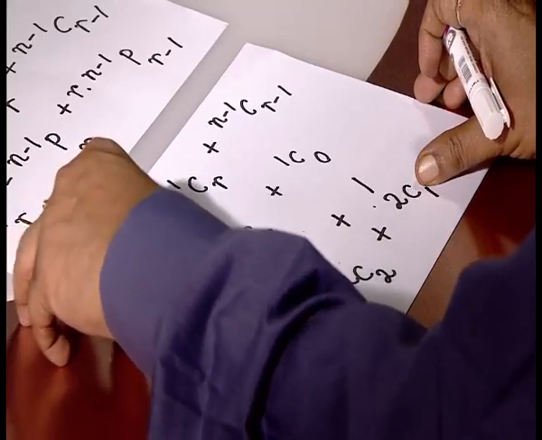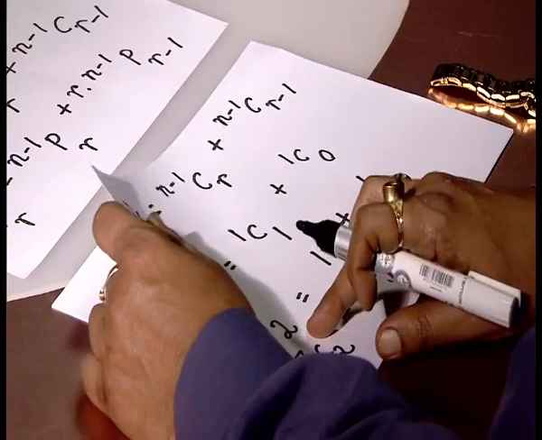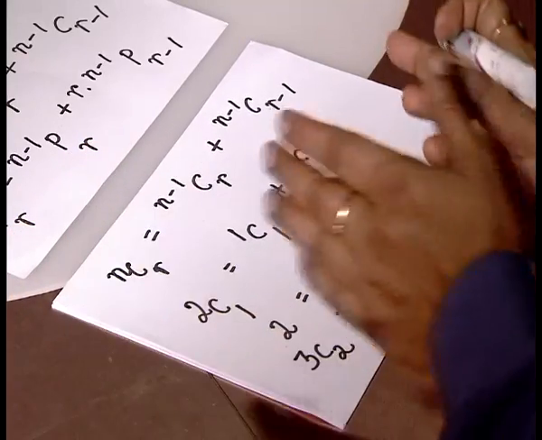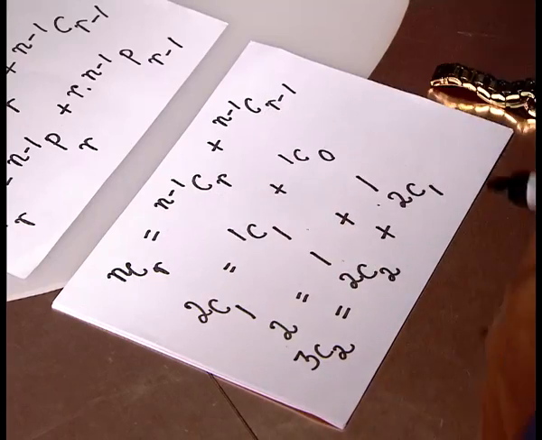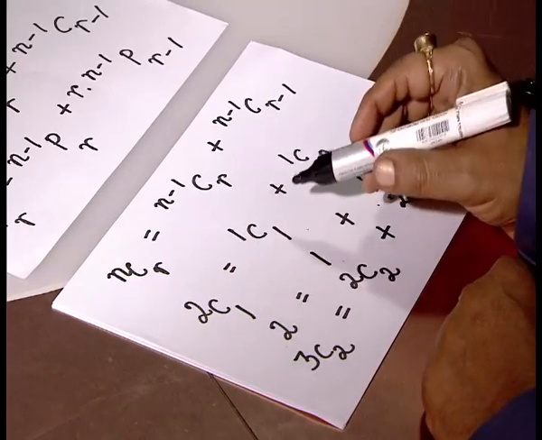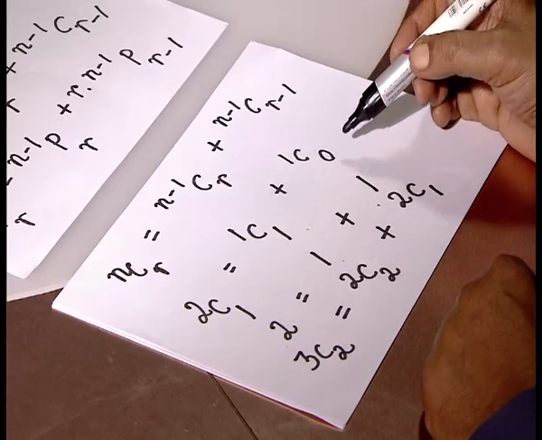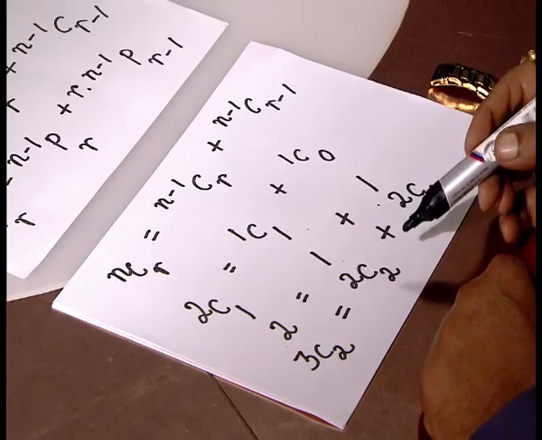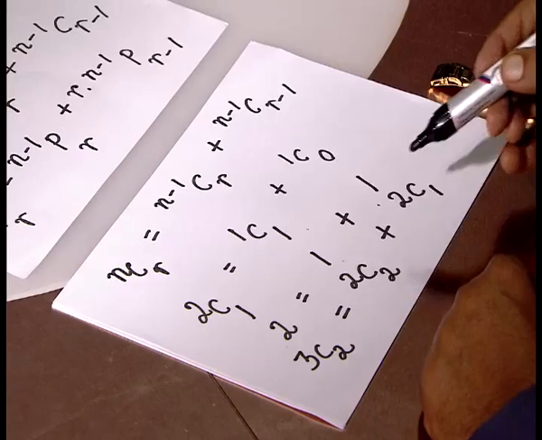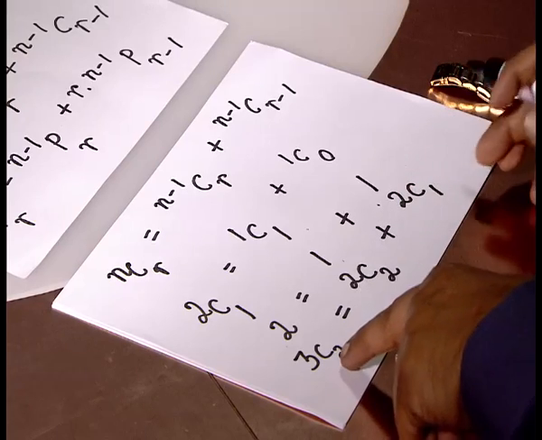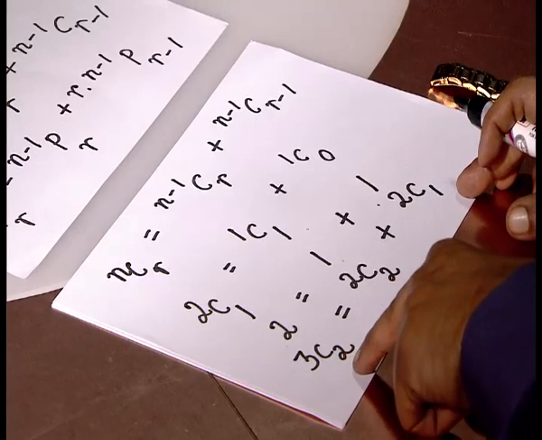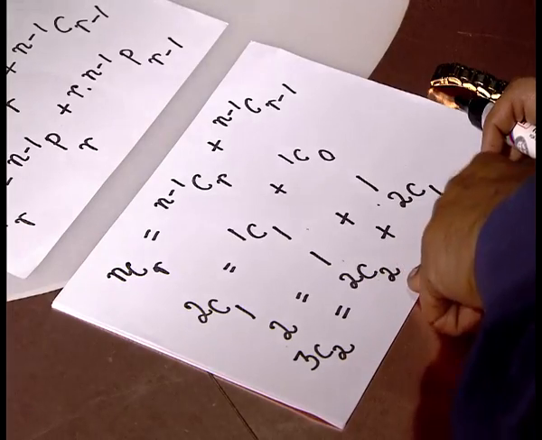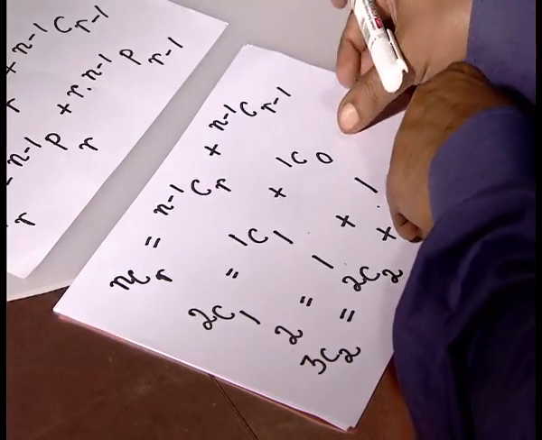You remember I have written a very known result, 2 is equal to 1 plus 1. I have given it a little color using the theory of combination: 2C1 is equal to 1C1 plus 1C0. Again, 3 is equal to 1 plus 2, and I have written that by applying combination: 3C2 is equal to 2C2 plus 2C1.